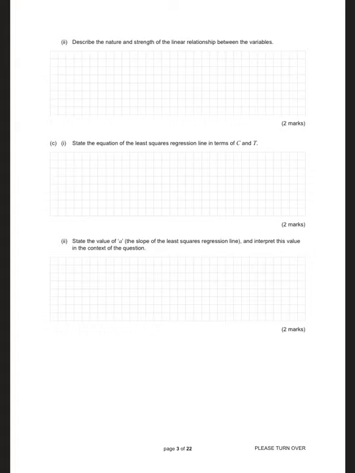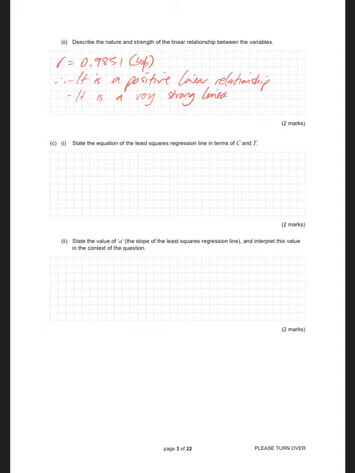Describe the nature and strength of the linear relationship between the variables. You don't get that from r squared, you get that from r, which was 0.9851 to 4 decimal places. So therefore, it is a positive linear relationship, because it's a positive number. It is a very strong linear relationship because r is above 0.97.